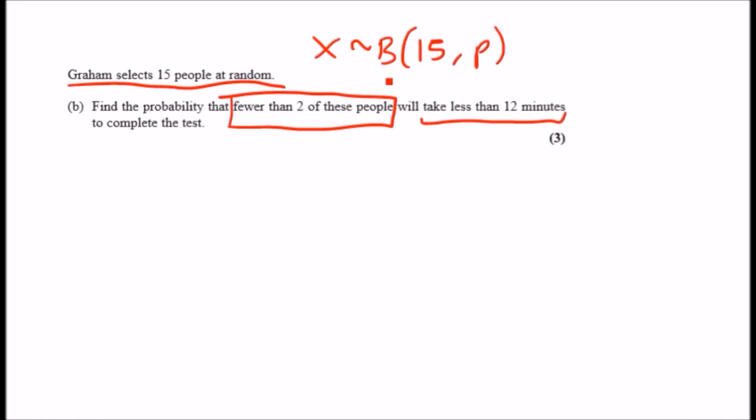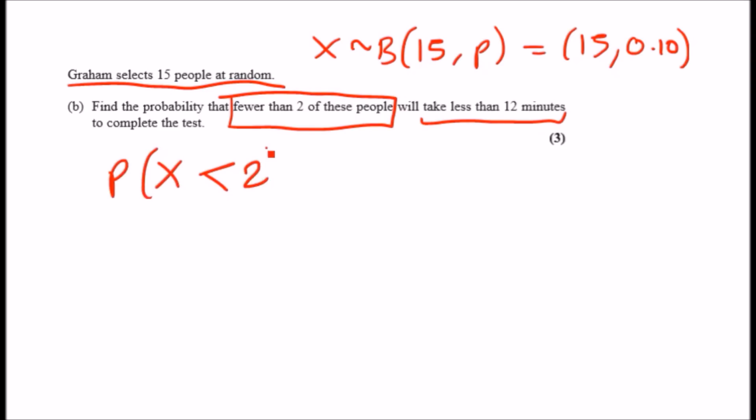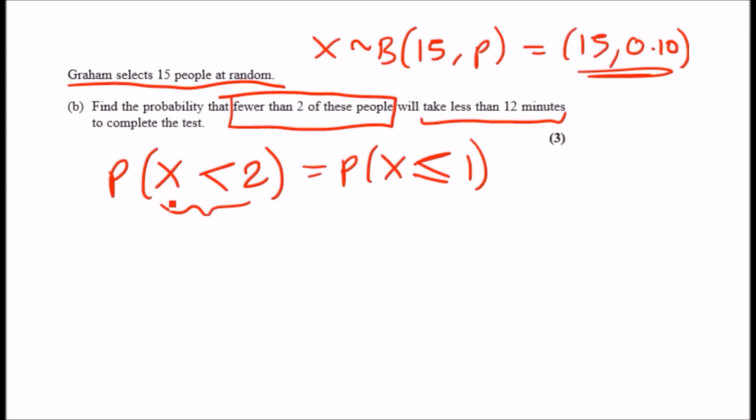So when you have a question like this, always try and figure out what the proportion is. Now we know it will be 15 and 10%, or 0.10. So now we can answer the question. Find the probability that fewer than 2 of these people. So probability x is fewer than 2. Thankfully we have this in our Edexcel binomial table. So this can be rewritten as probability that x is less than or equal to 1. Remember, this represents when x is either 0 or 1, but not 2.